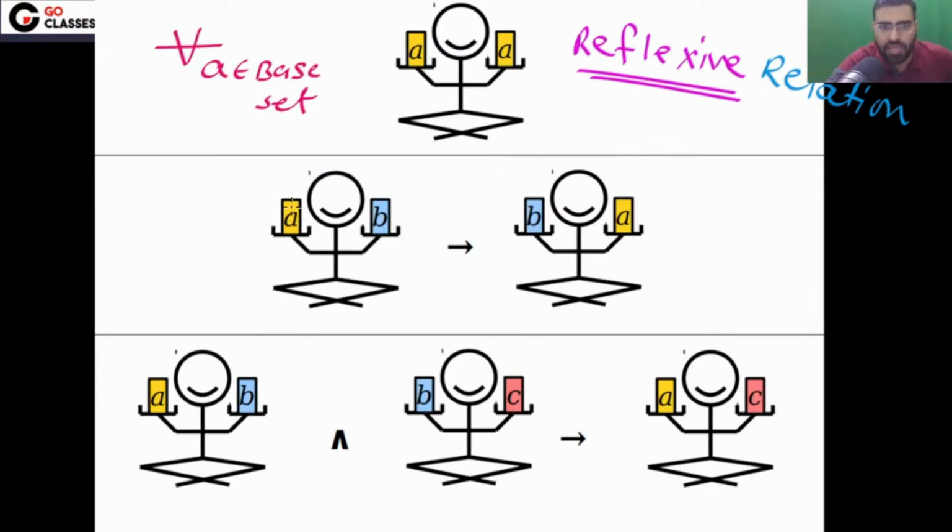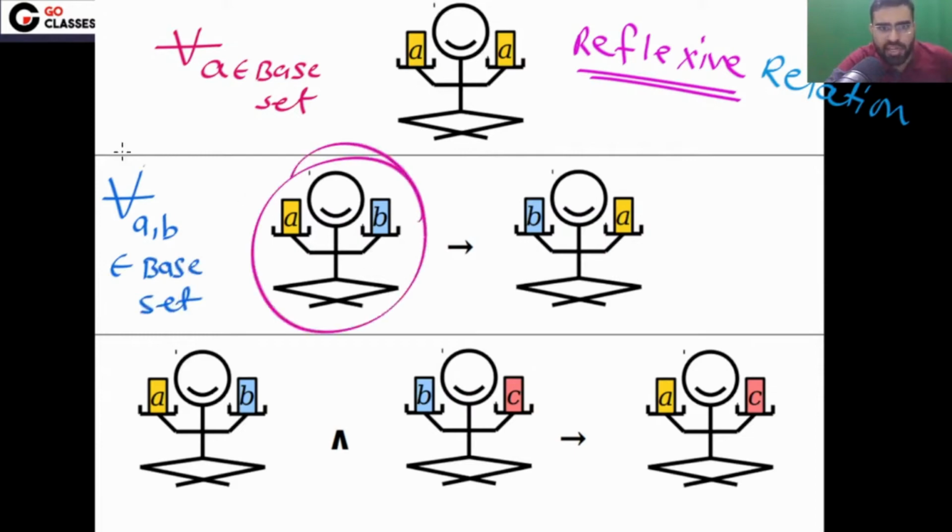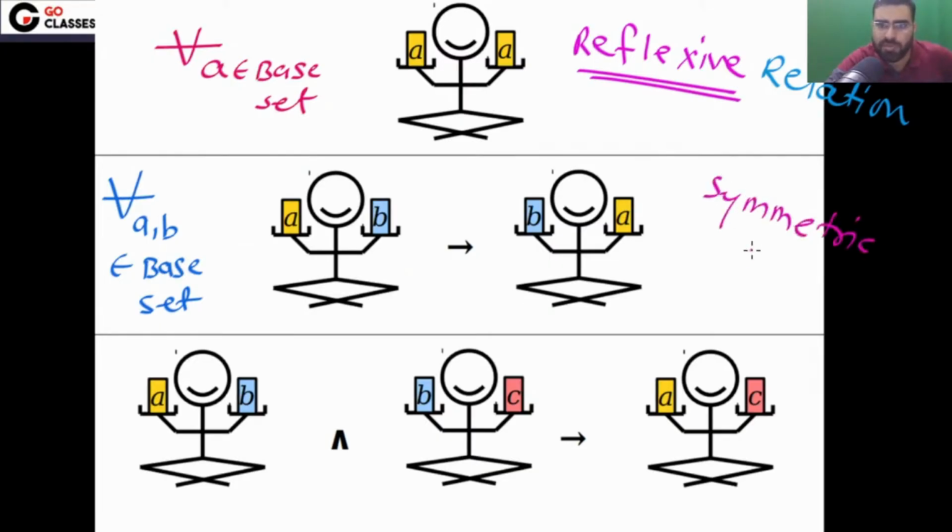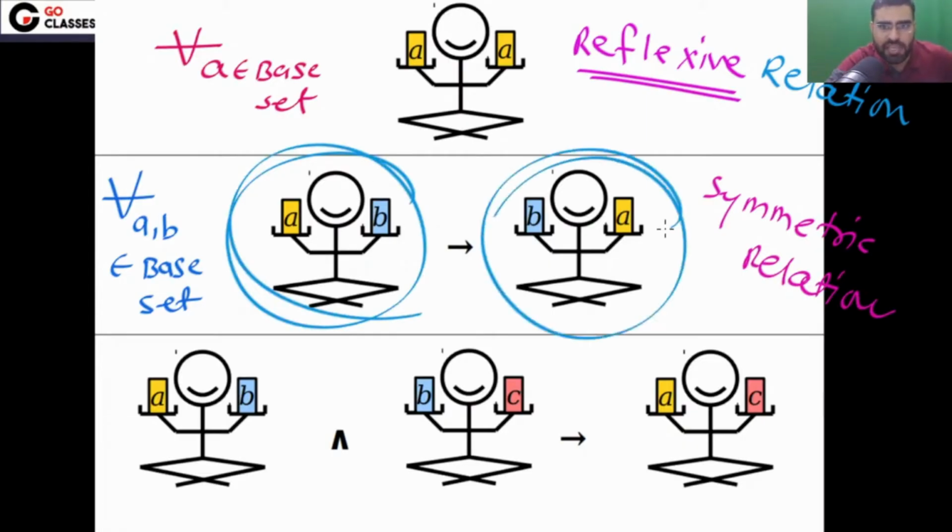Now the next property is saying that if A is related to B, then B should be related to A. This should happen for all A comma B belonging to the base set. So if A is related to B, then B should be related to A. This type of relation will be called symmetric. There is a symmetry here. Symmetric relation means if A is related to B, this is very important, then this will happen.